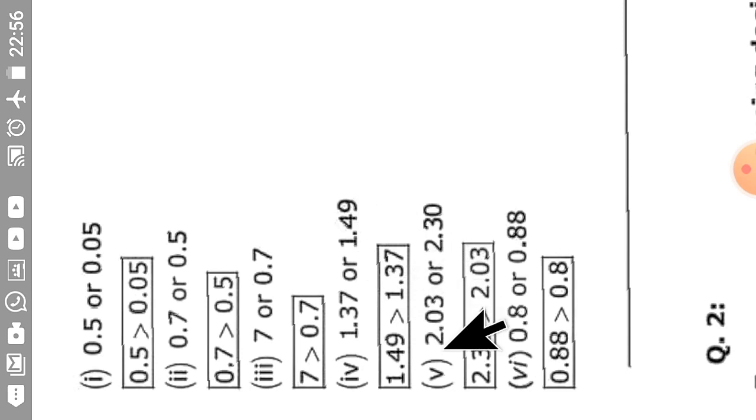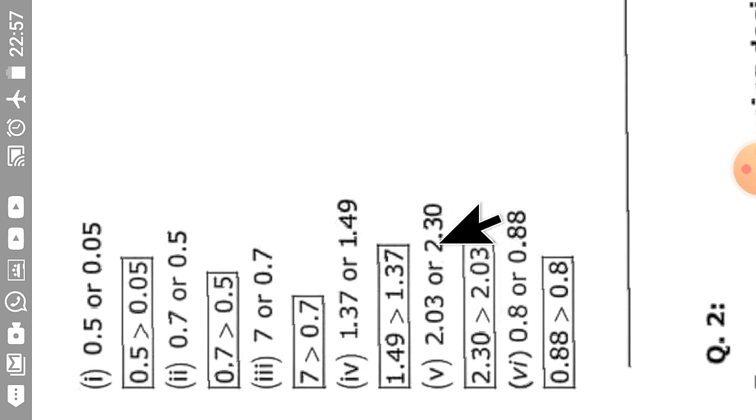Okay. Fifth one, 2.03 or 2.30. Again the digit at ones place are same, 2. Okay. And the digit at tenths place, this is 0, this is 3. So 0 is less than 3.